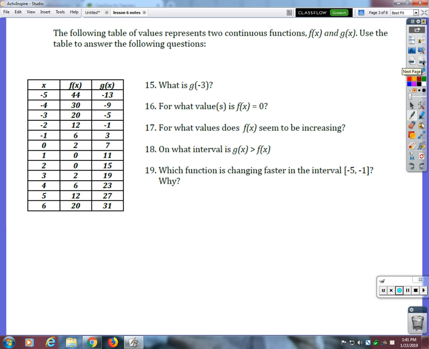So what is g of negative 3? When x equals negative 3, what does the g function equal? Negative 5, because you go down to negative 3 and you go over to negative 5. All right, for what values is f of x equal to 0? Well, it's 0 right here and right here. So that looks like x equals 1 and x equals 2.